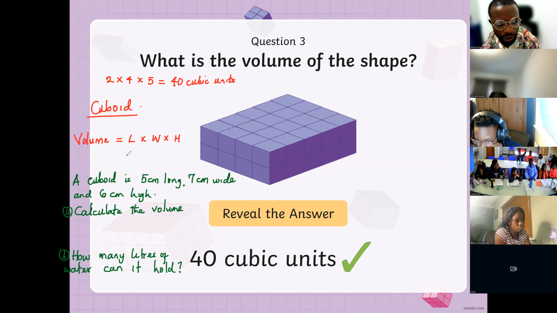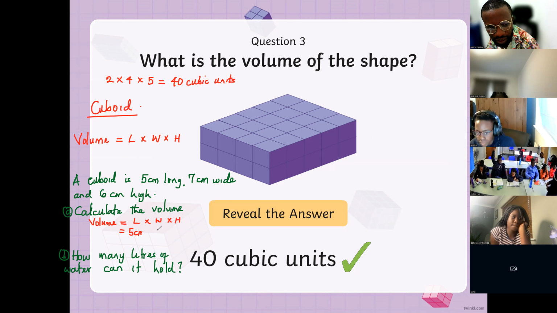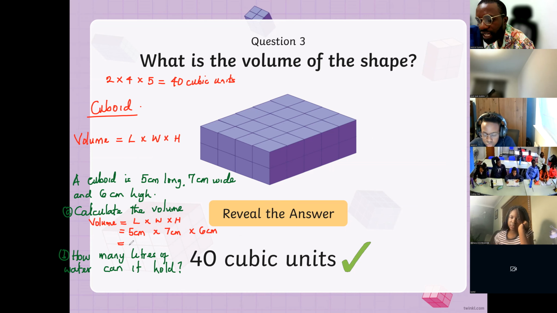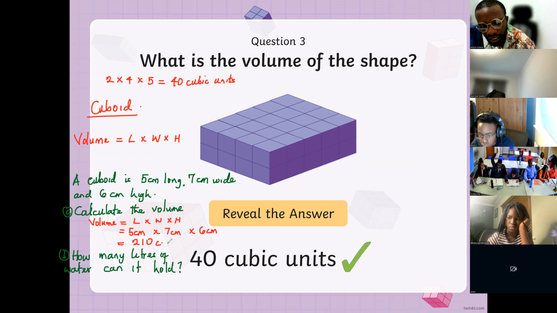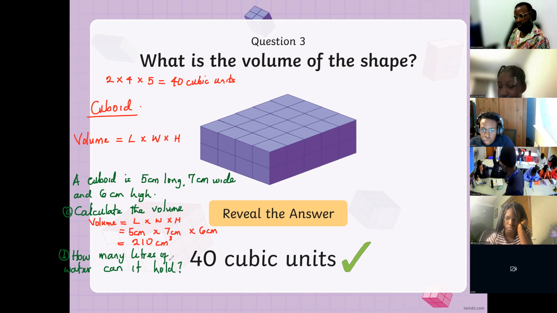See what the answer will look like. The volume is length times width times height. And that's 5 cm times 7 cm times 6 cm. This would be 5 times 6 times 7. How many of you got 210 centimeters cubed?